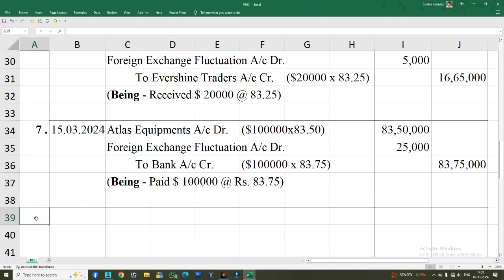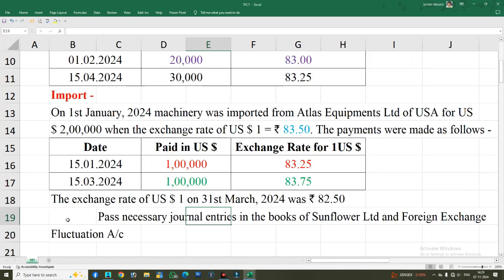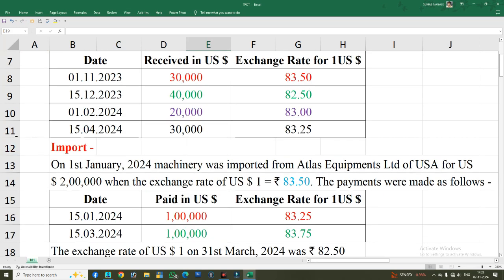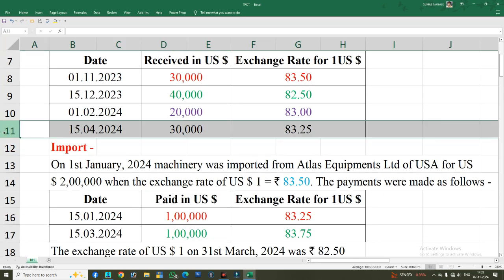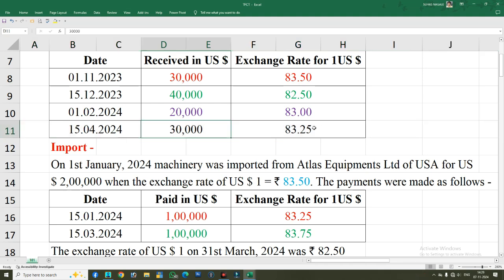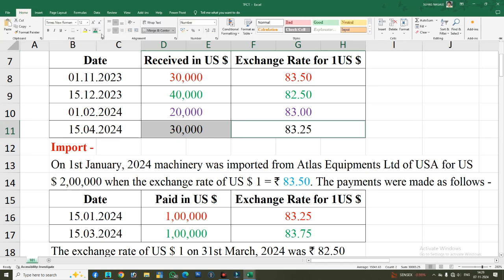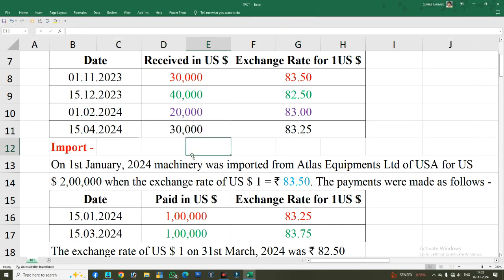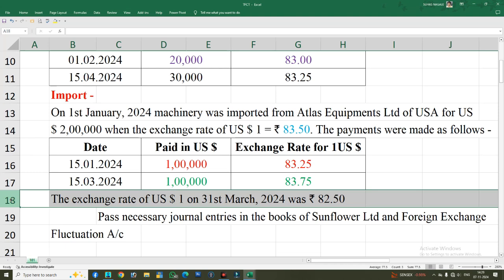Now after this, next entry number 8, we have to check the order of date. Next transaction, this is the last transaction, 15th April 2024, received in US dollar 30,000 and rate 83.50. But student, we have to remember one thing. This is the line. Here is the closing rate. It means at the end of the financial year, rate was 83.50 on 31st March 2024, rupees 83.50 per dollar in Indian rupees.